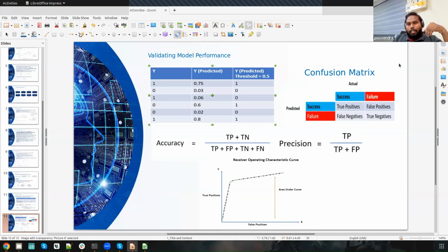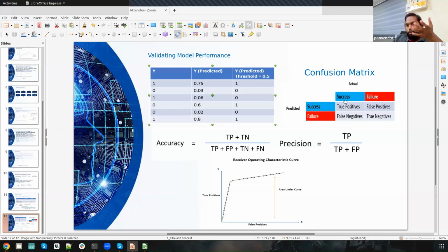Okay, and to check the model performance, like yesterday I told you, for linear regression there were R square and RMSE, and here the confusion matrix, accuracy, precision, ROC curve and all will come into play. So what is a confusion matrix? It's simple. This is my actual thing: I got a card, and my model predicted it, actually he got a card.